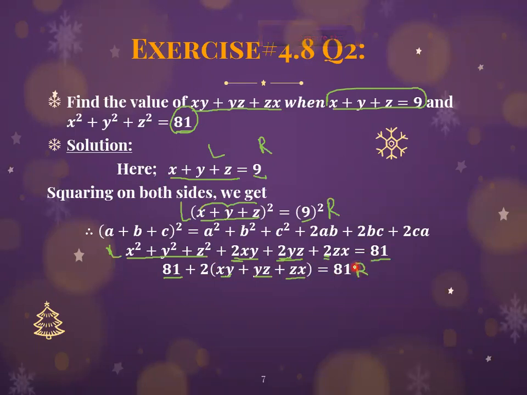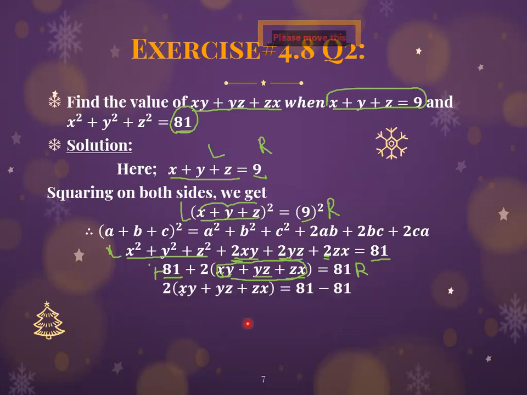Now what is required? You have to find the value of this term. So you will shift all these numbers to the right side. Here you have 81, and it is plus 81. So you will shift this plus 81 to the right side, so it will be minus 81. So what is left here? Simply you will write it down here.